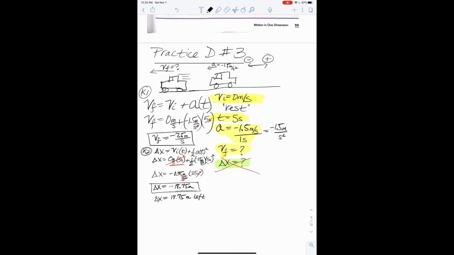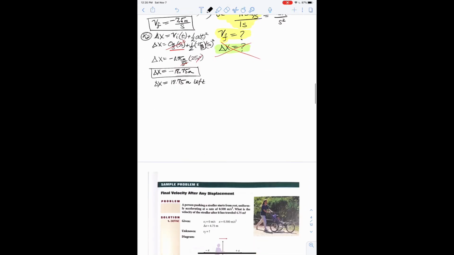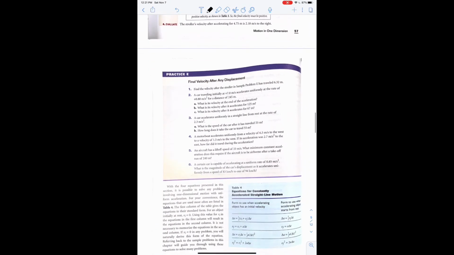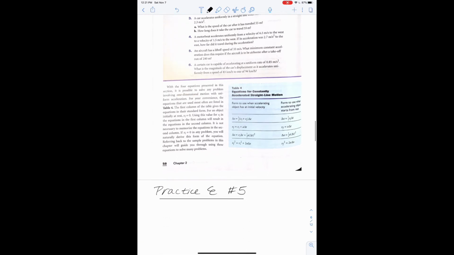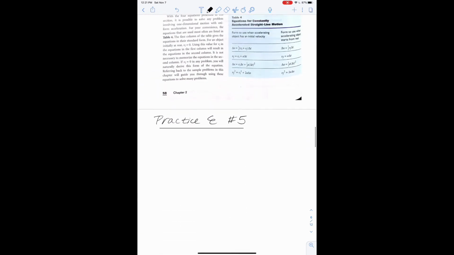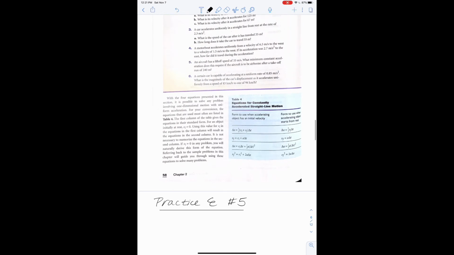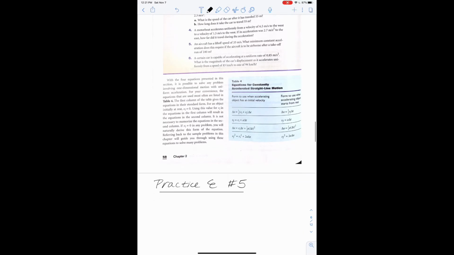All right, good. Let's go ahead and go to practice E. I think in practice E, we're going to do questions 5 and 6. All right, so practice E number 5. An aircraft has a liftoff speed of 33 meters per second. What minimum constant acceleration does this require if the aircraft is to be airborne after a takeoff run of 240 meters? Okay, so let's think about what this is saying, right?